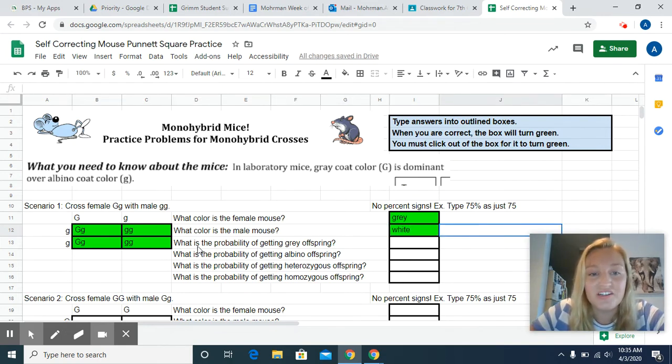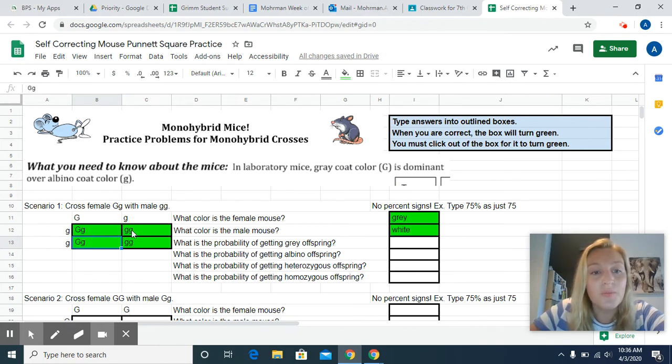So our next question is, what is the probability of getting gray offspring? So with gray offspring, remember, gray's our dominant trait. So you don't have to have 2 big G's to have gray offspring. You can have 2 different genotypes. You can either have 2 big G's or you can have one big G and one little g, like we see here. So both of these two would result in a gray offspring.